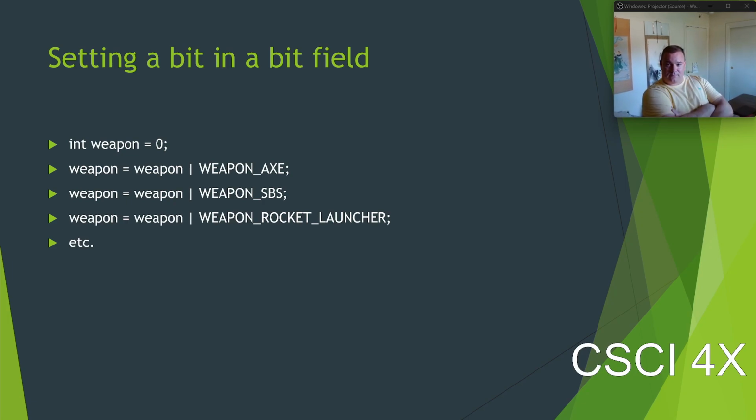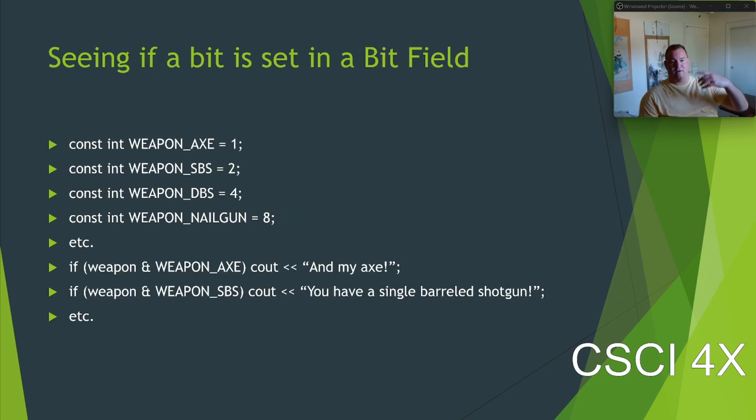Okay. So this is the pattern for how you set a bit on a bit field. Each one of these options here is a power of 2. So you just bitwise OR it, and that turns it on. This pattern here is how you search. If you say if weapons ANDed with weapon axe, that is going to return true if the bit corresponding to weapon axe is set, and false if it's not set. So if you want to see if the axe bit is set, if the single barrel shotgun bit is set, etc., use the single ampersand pattern like that.